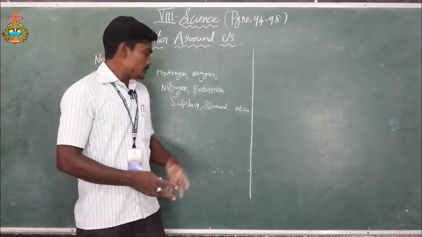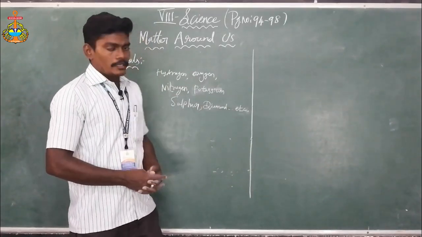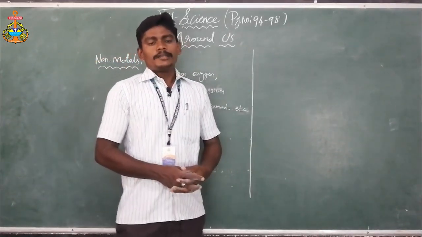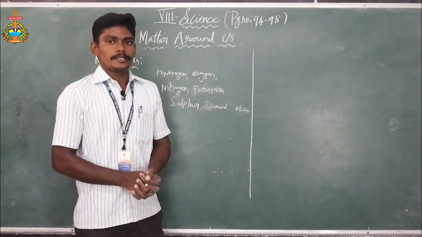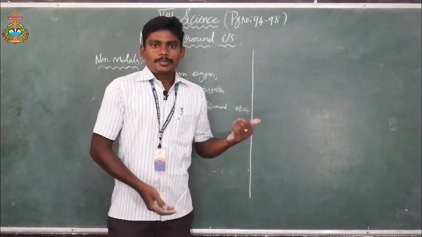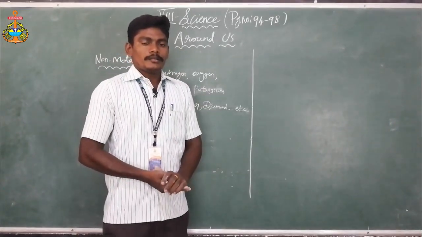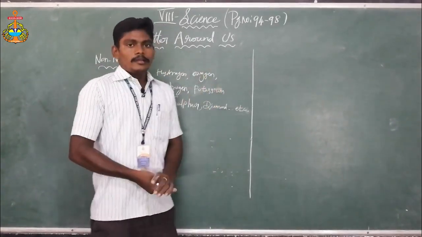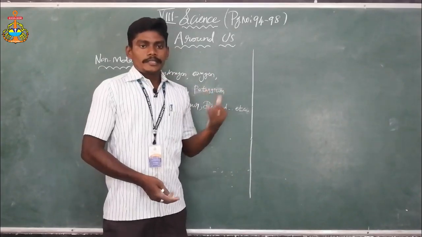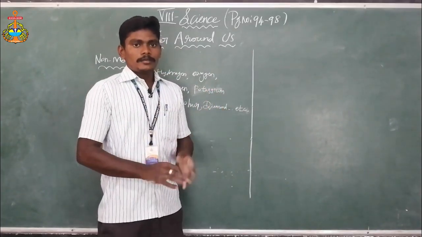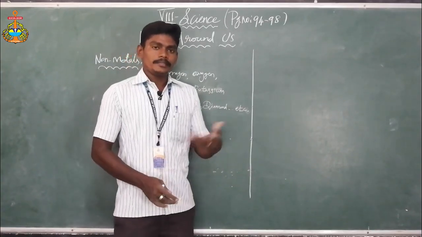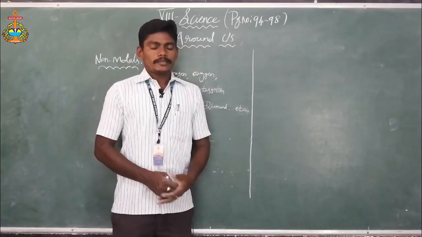Potassium and the remaining ones, oxygen and nitrogen, are also non-metal elements. So these are the physical properties and uses of non-metals. From this chapter we have seen the properties of metals and non-metals. The remaining chapter we will see in the next class. Thank you students.